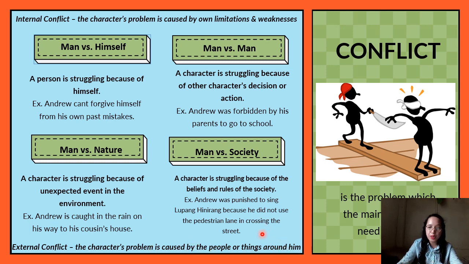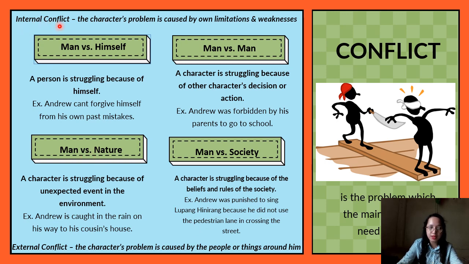Now, our example earlier is the story Harry Potter. The protagonist, Harry, is experiencing external conflict. Harry's problem is caused by a person, Lord Voldemort, and all the things that surround him as well.